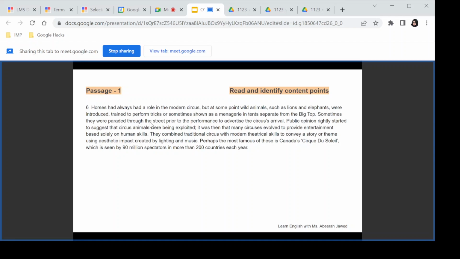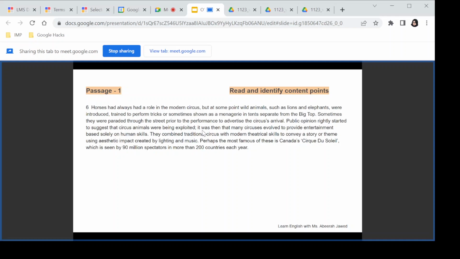Sometimes they were paraded through the street prior to their performance to advertise the circus's arrival. Public opinion rightly started to suggest that circus animals were being exploited. It was then that many circuses evolved to provide entertainment based solely on human skills. They combined traditional circus with modern theatrical skills to convey a story or theme using aesthetic impact created by lighting and music. I think we have more points here. Perhaps the most famous of these is Canada's Cirque du Soleil, which is seen by 90 million spectators in more than 200 countries each year.